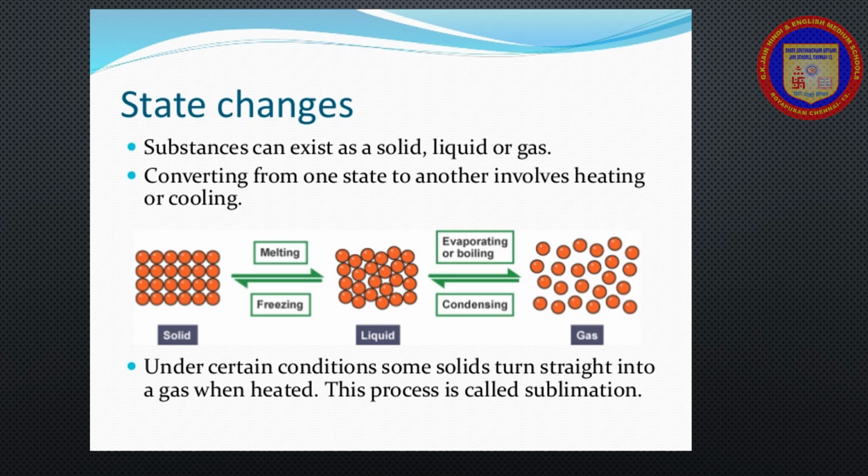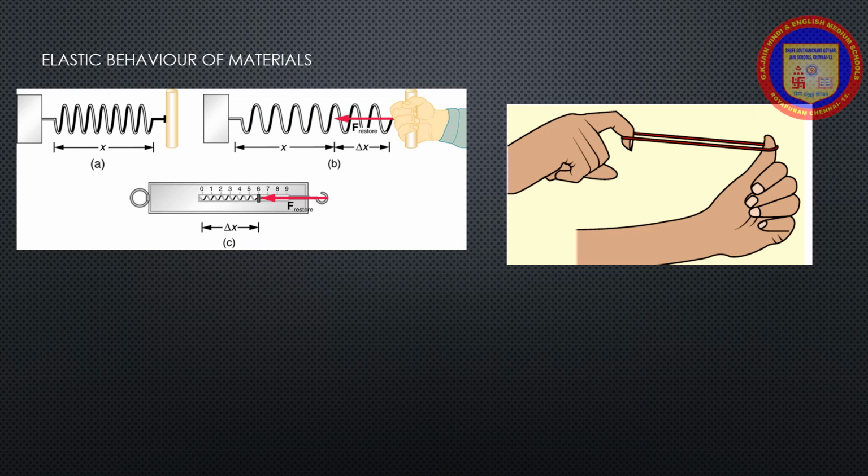Conversion from one state to another involves heating or cooling. Under certain conditions, some solids turn straight into gas when heated. This process is called sublimation. We can give camphor as an example. Burning of camphor will turn the solid directly into the gaseous state. So when a solid starts melting, it is converted into liquid, and on evaporation up to the boiling point, we are able to get the gaseous formation, and the reverse is also possible.